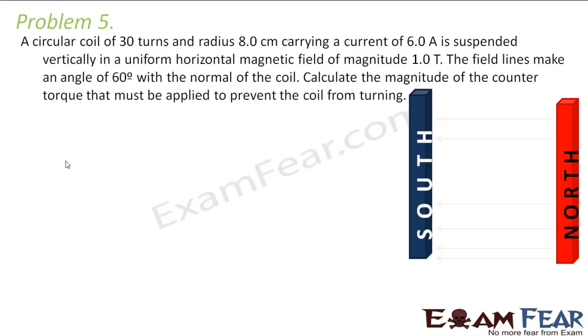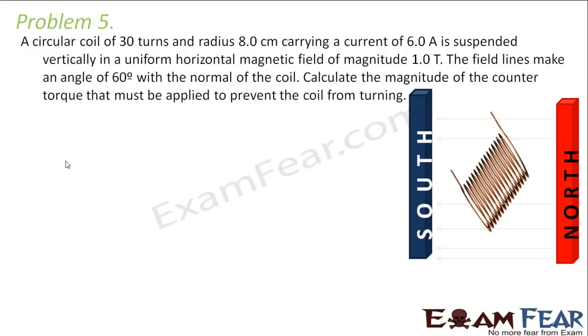Now let us look at the last problem of this lesson. It says that a circular coil of 30 turns and radius 8 centimeters carrying a current of 6 ampere is suspended vertically in a uniform horizontal magnetic field of magnitude 1 Tesla. The field lines make an angle of 60 degree with the normal of the coil. Let us suppose this is the normal of the coil, the field lines make an angle of 60 degree with it. Calculate the magnitude of the counter torque that must be applied to prevent the coil from turning.